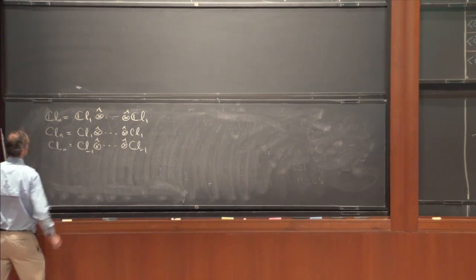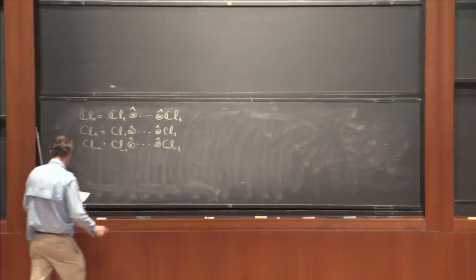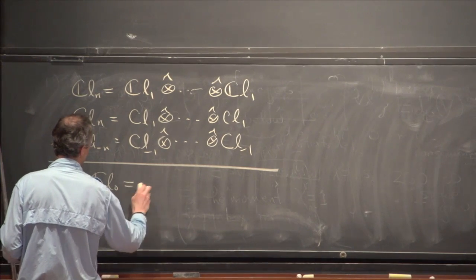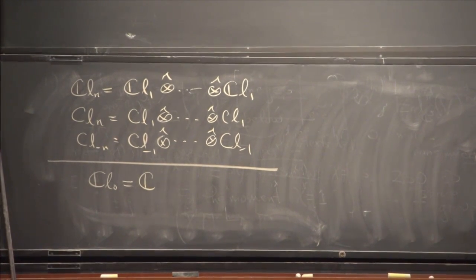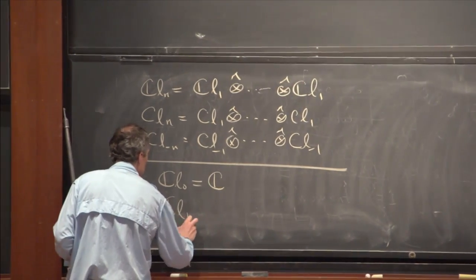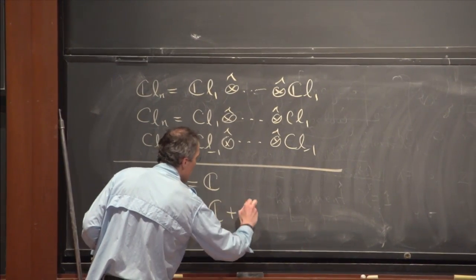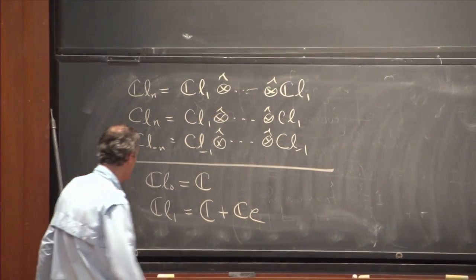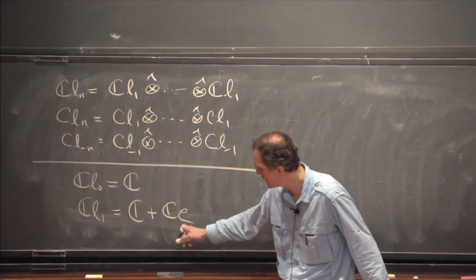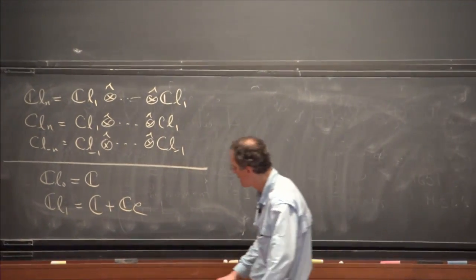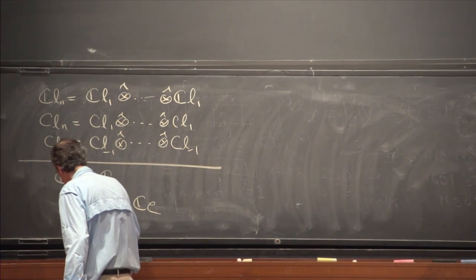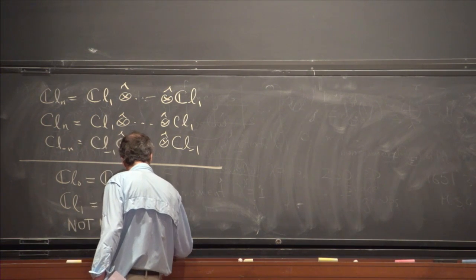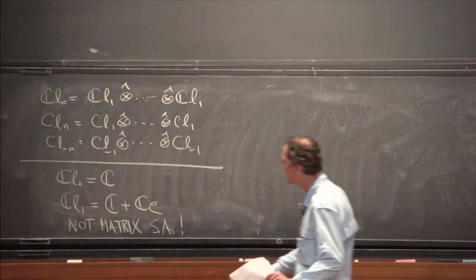So let's look quickly at the structure of the complex Clifford algebras. So if we take Clifford 0, well, that's by definition C, not much to say there. Clifford 1 is the first one to talk about. So that as a graded vector space is C plus CE. E squares to 1. E is odd. So it has a one-dimensional even piece and a one-dimensional odd piece. And the thing I want to stress here is that this is not a matrix superalgebra. Its dimension isn't even right.